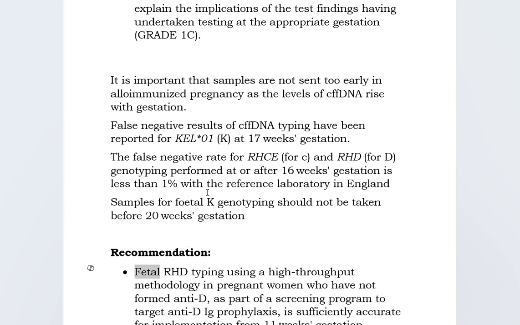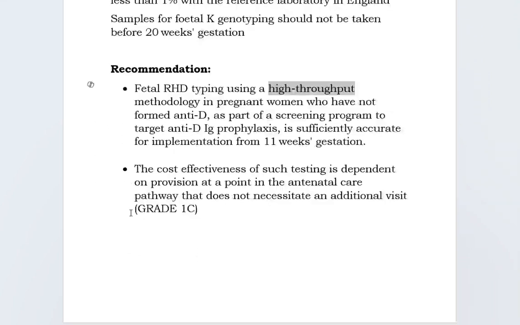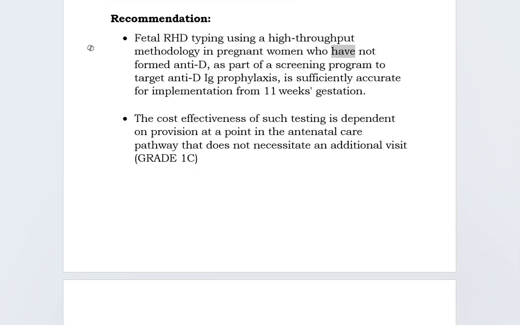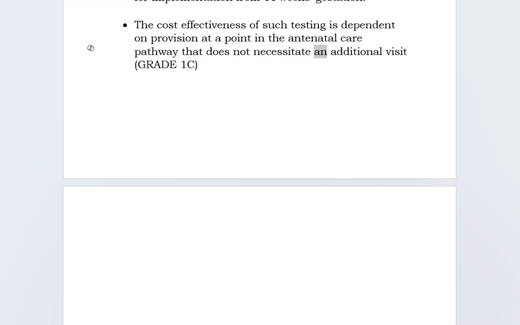Recommendation: fetal RHD typing using a high-throughput methodology in pregnant women who have not formed anti-D, as part of a screening program to target anti-D Ig prophylaxis, is sufficiently accurate for implementation from 11 weeks gestation. The cost-effectiveness of such testing is dependent on provision at a point in the antenatal care pathway that does not necessitate an additional visit. Grade 1C.